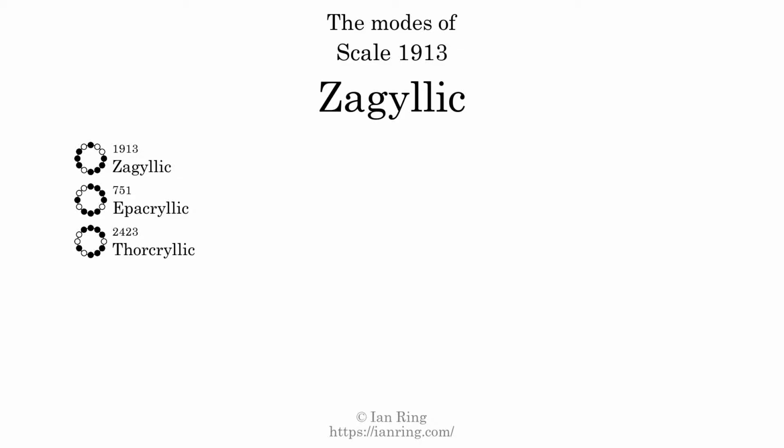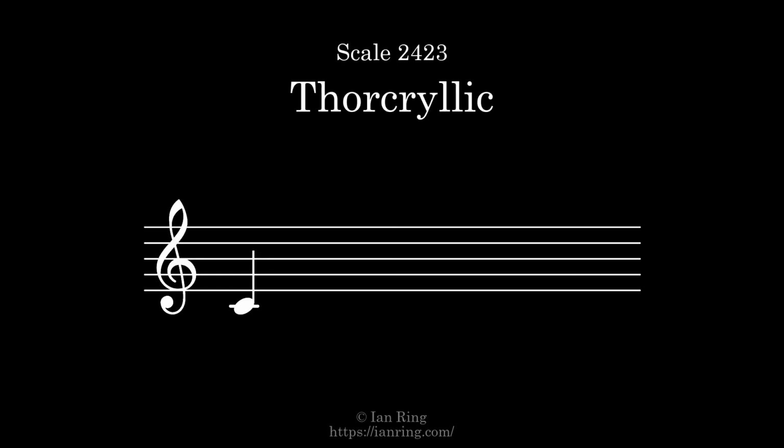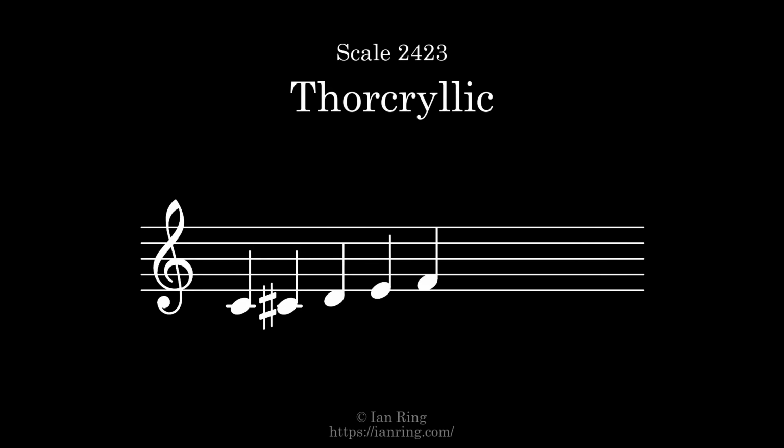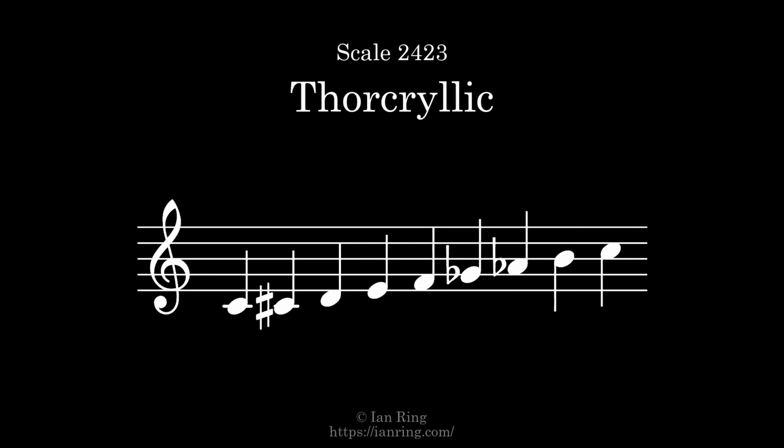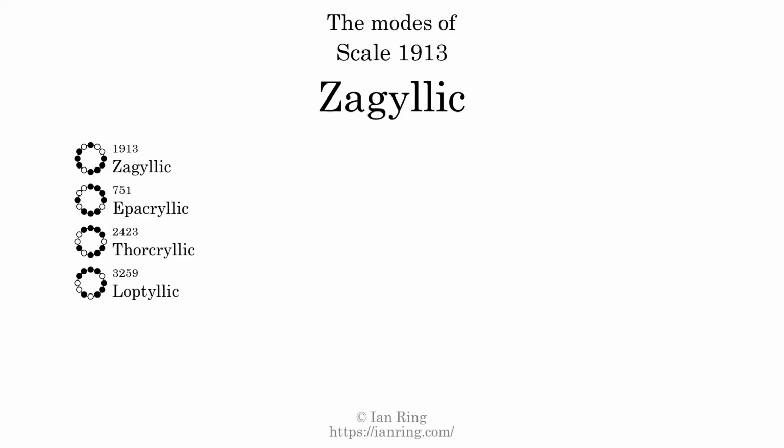The third mode is scale 2423, also known as Thorcyclic. It sounds like this. The fourth mode is scale 3259, also known as Loptilic. It sounds like this.